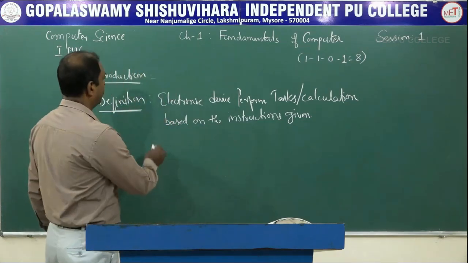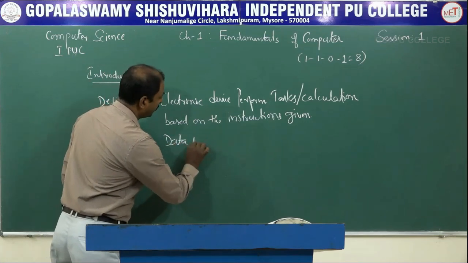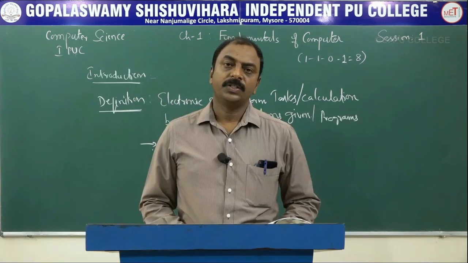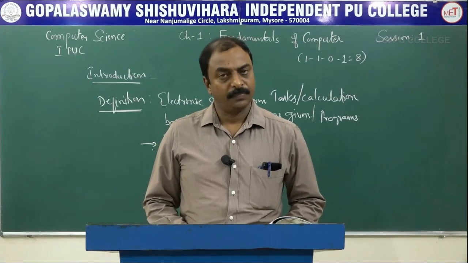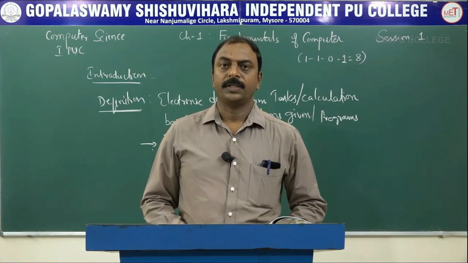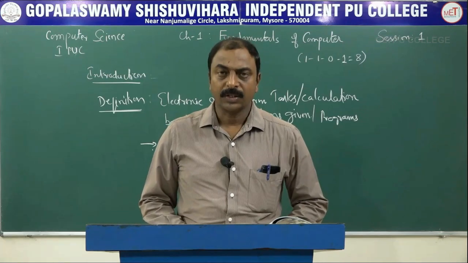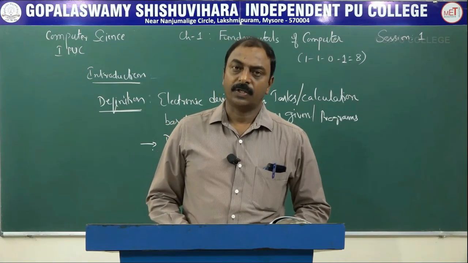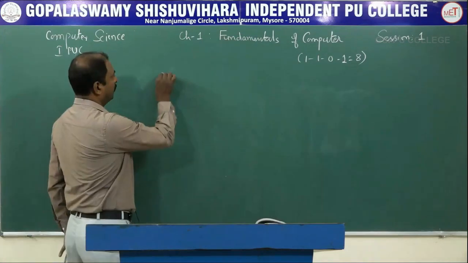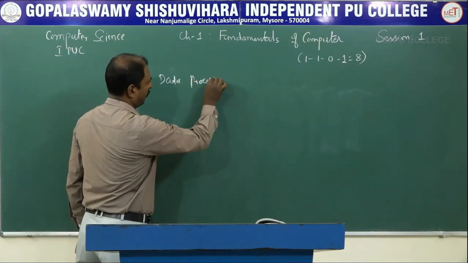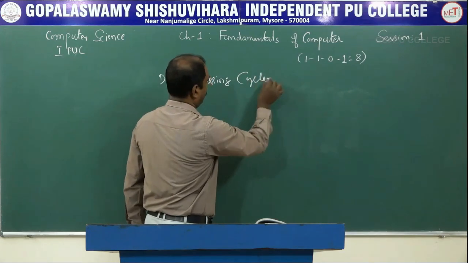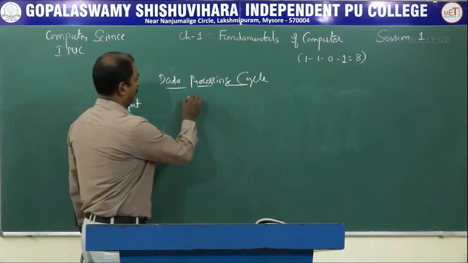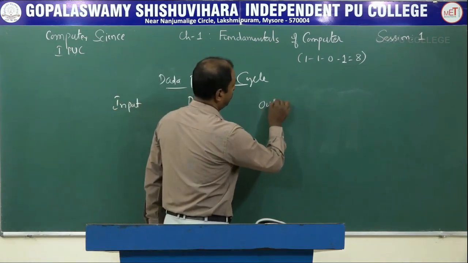So generally it is nothing but a data processing device. First we have to input, or send some data to the computer. With the help of this data, computer does some calculations, or performs some task, and it gives us the results. So this is called the data processing cycle, or that is why we call it a data processing unit. Data processing cycle involves three steps. One is input, second is process, next one is output.